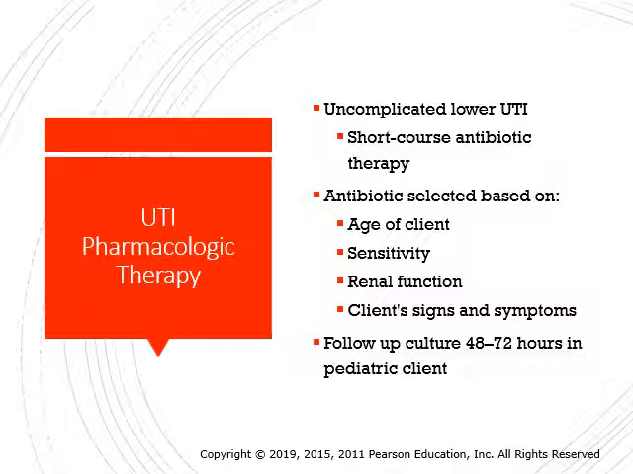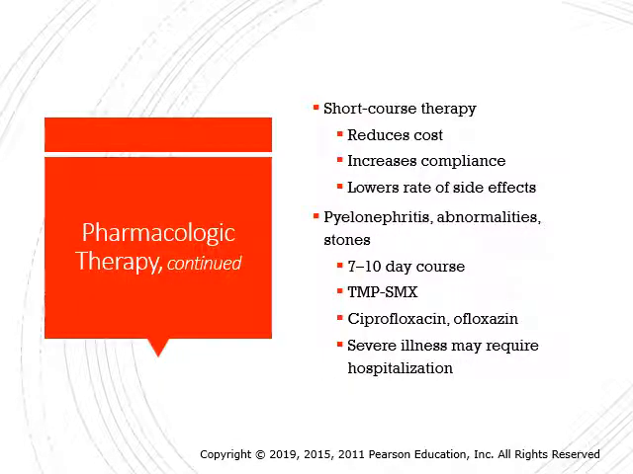There could be additional medications prescribed to ease pain, and it could also depend on how quickly, IV or PO, which medication is selected and prescribed. Follow-up culture in 48 to 72 hours should be used in a pediatric patient. TMP SMX is sulfamethoxazole and trimethoprim, another, like I said, choice of antibiotic that the provider may choose based on the things that we talked about in the previous slide.